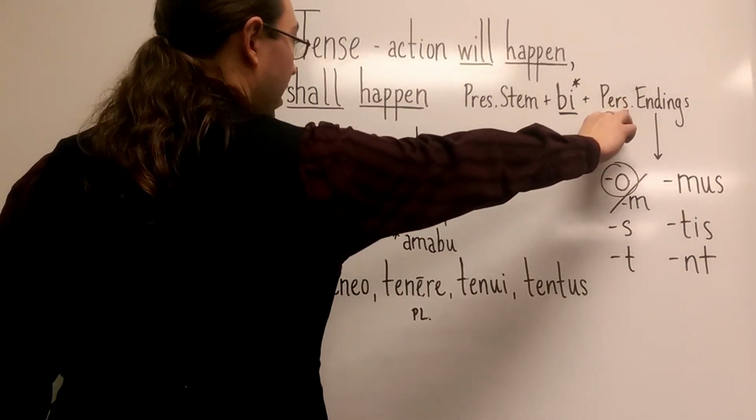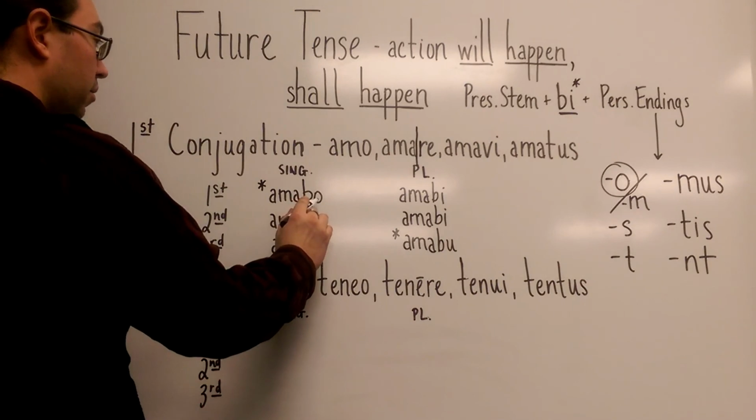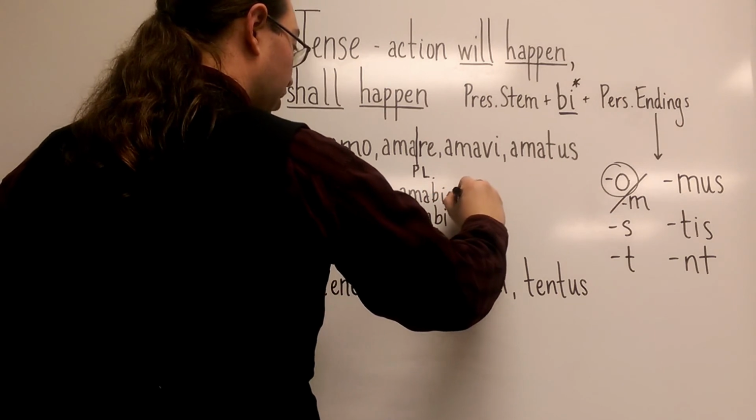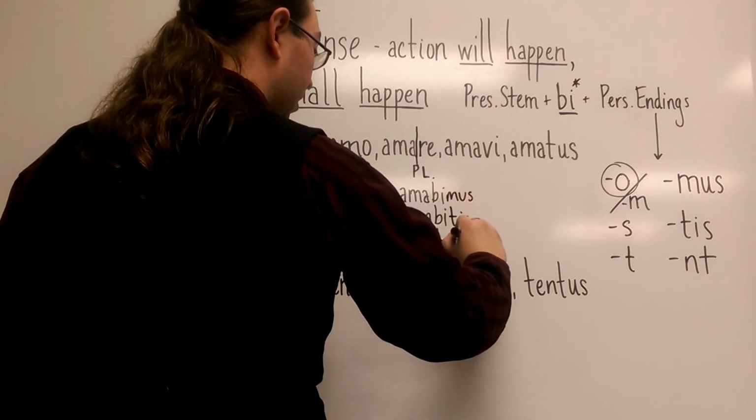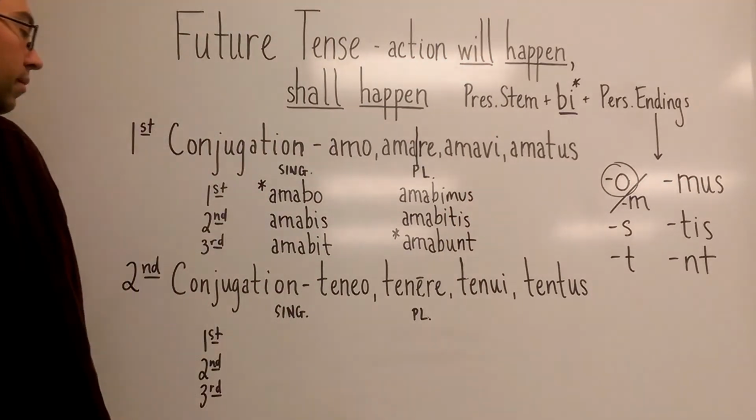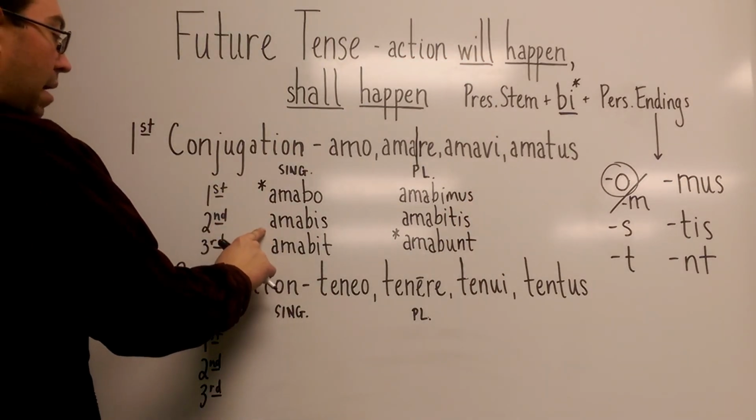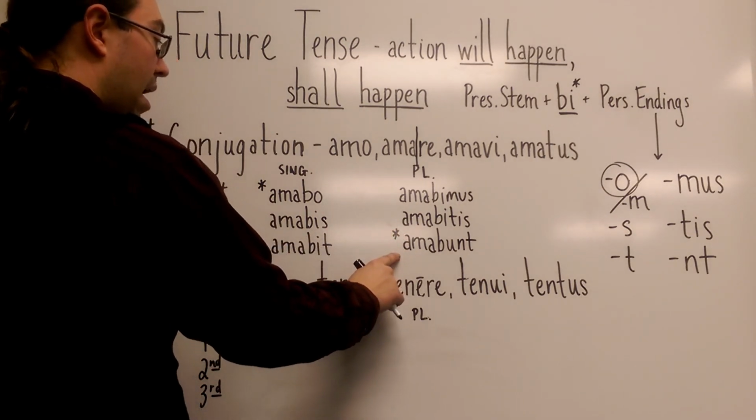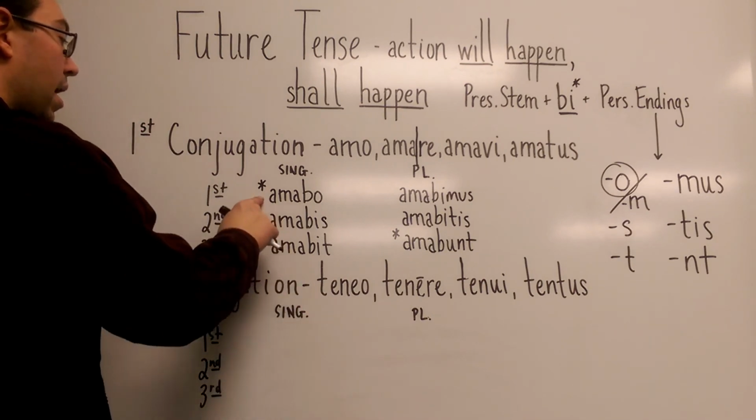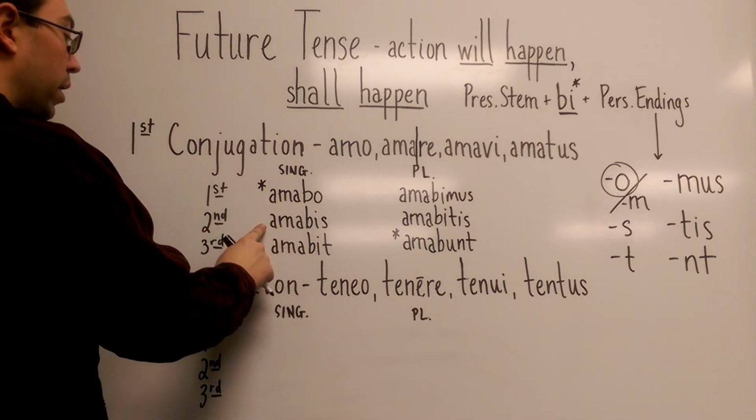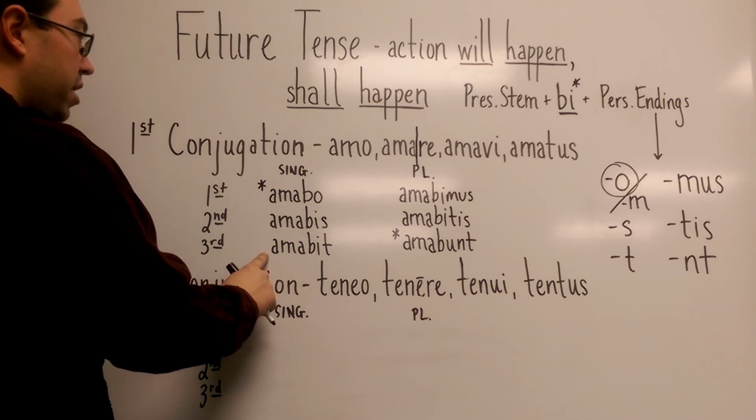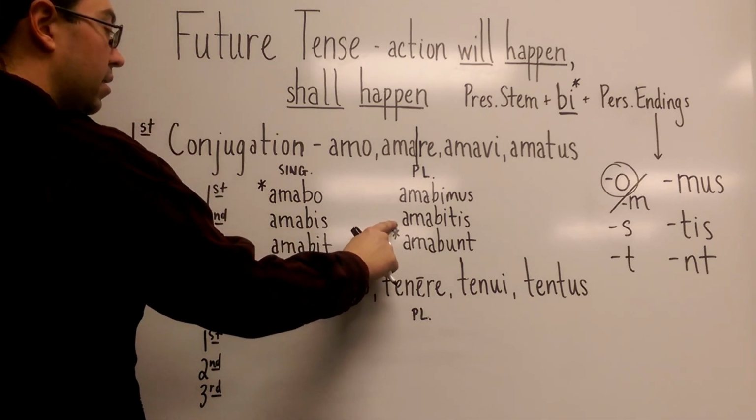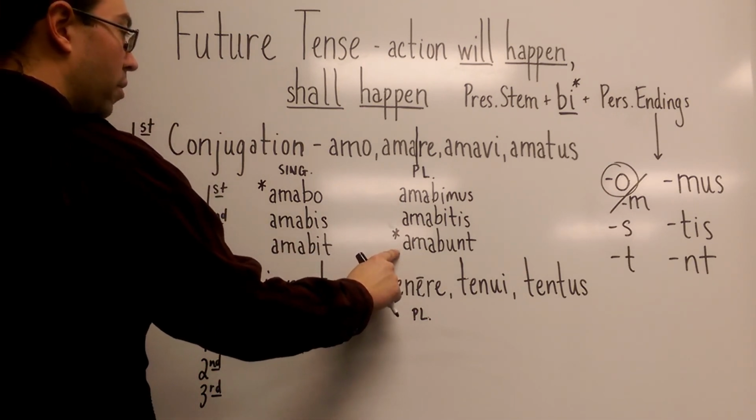Now add personal endings. We already have the o, add the s, t, mus, tis, unt. Amabo, amabis, amabit, amabimus, amabitis, amabunt. I will love. You will love. He, she, it will love. We will love. Ye will love. They will love.